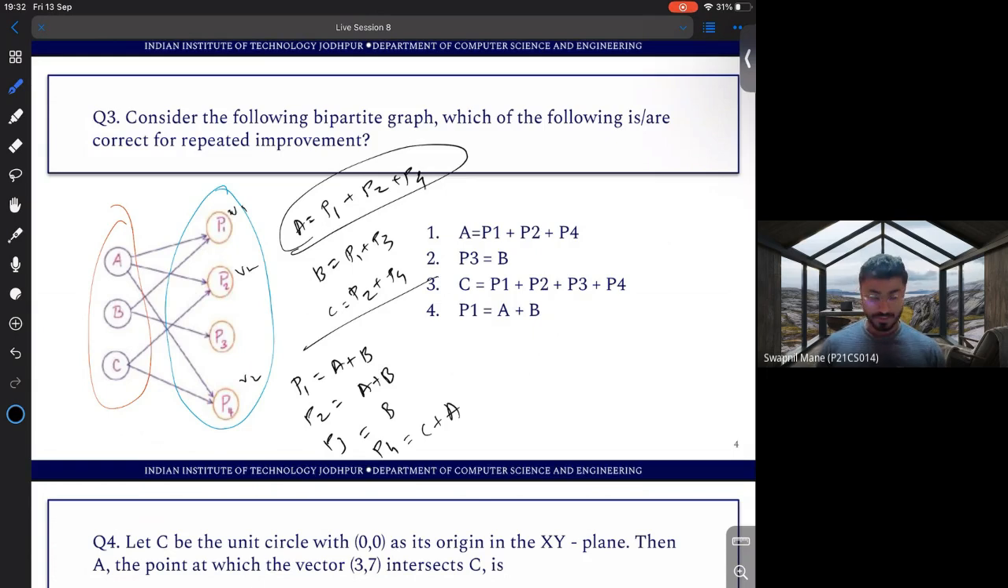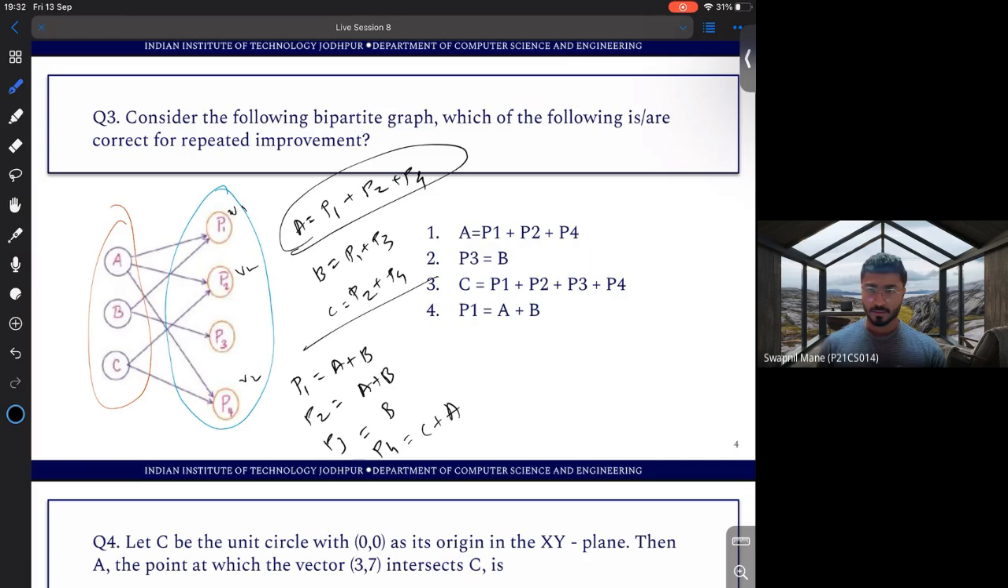So let's move to this question. In this explanation itself, the answer to this question is here actually. So what exactly does the question state? Let's see. Consider the following bipartite graph. Which of the following is or are correct for the repeated improvement?